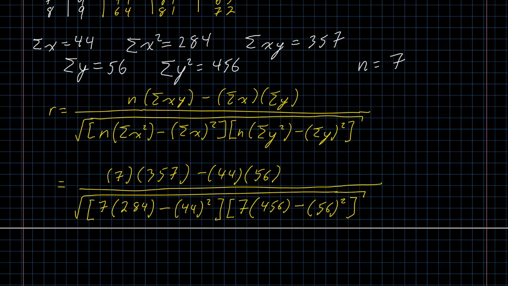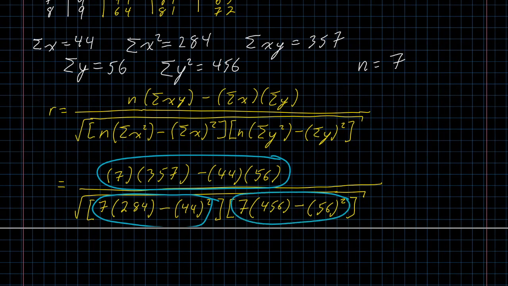And from here, we can turn to our calculator. You can do this whole thing in one go if you are confident in your ability to use your calculator. I'm not confident in my ability to use my calculator like that, so I'm going to look at this in a couple of pieces. I'm going to go ahead and calculate everything that's in the numerator as one piece. I'm going to calculate everything that's in this square bracket as one piece. And I'm going to calculate everything that's in this square bracket as one piece.